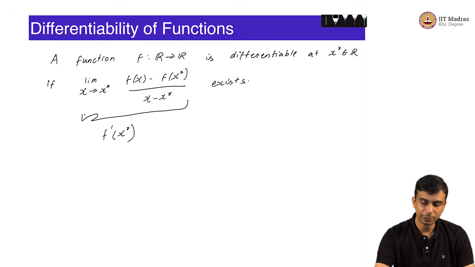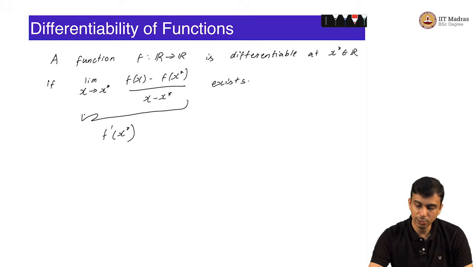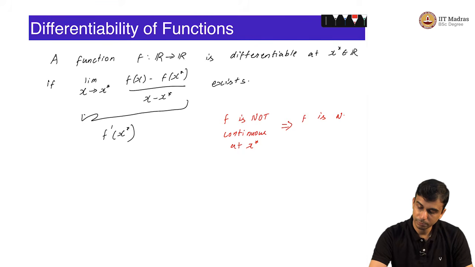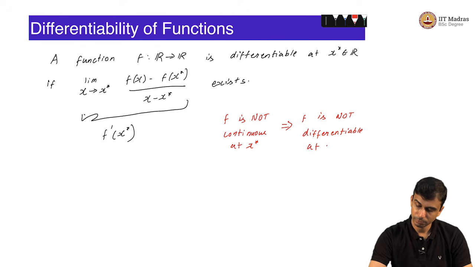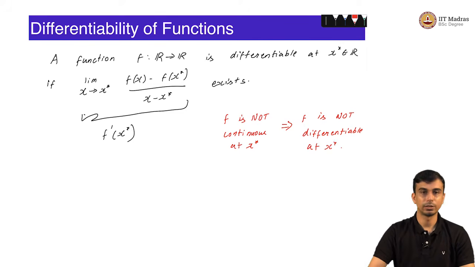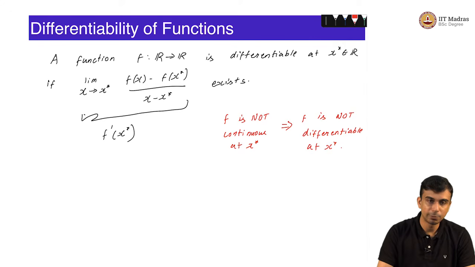One immediate statement that you can make is, if a function f is not continuous at x star, this immediately implies that f is also not differentiable at x star, but it is not the other way around. You can have a function which is not differentiable but still continuous. Here is the standard example for such a function.